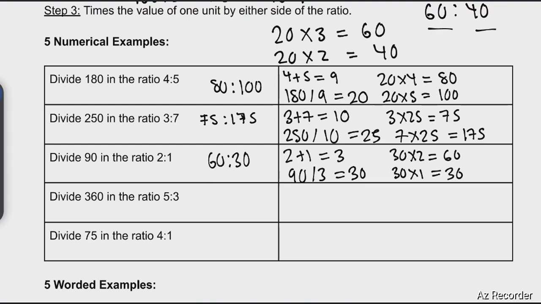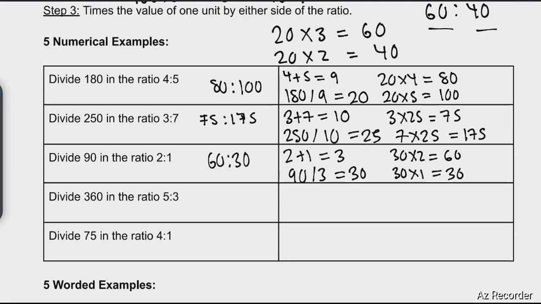Okay. The next part, 360 into the ratio 5:3. So we're going to do the same thing. The first thing we want to do is add up the total number of parts. 5 plus 3 is equal to 8. And then we want to say how many 8s go into 360. So we do 360 divided by 8. You can use your calculator for that, and you get 45.